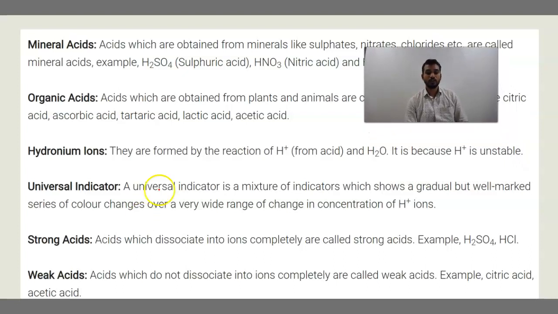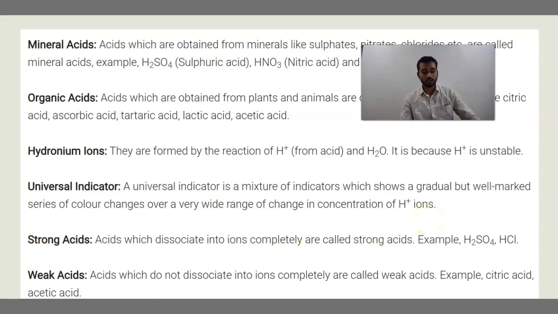Universal indicator, we have one more type of indicator. It is a mixture of all the indicators which shows a gradual but well marked series of color changes over a wide range of change in concentration of H plus ions. We don't have that much deep discussion regarding universal indicator. We get a strip, add it into the solution, it changes color and we match it with the given chart. So it will easily identify. Strong acids and weak acids.